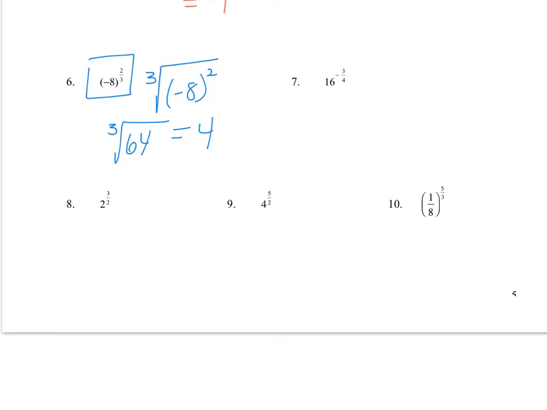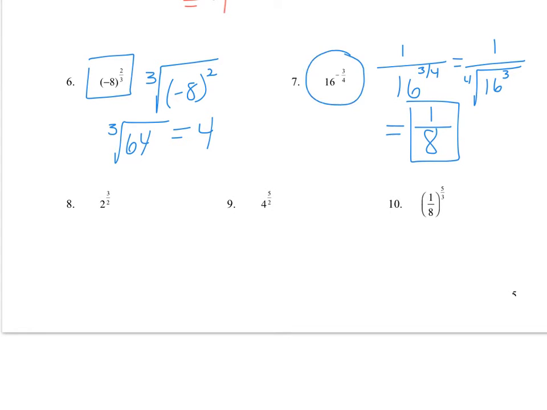Let's take a look at number 7. 16 to the negative 3/4 power. Well, first of all, we can't have a negative exponent. We've learned that the first day of these notes. So let's rewrite this as 1 over 16 to the 3/4 power. Okay, now let's write it as 1 over the 4th root of 16 cubed. If you put the 4th root of 16 cubed in your calculator, you should end up with 8, so my answer is 1 over 8. And again, if you were to put the question in the calculator, you should also end up with 1/8.